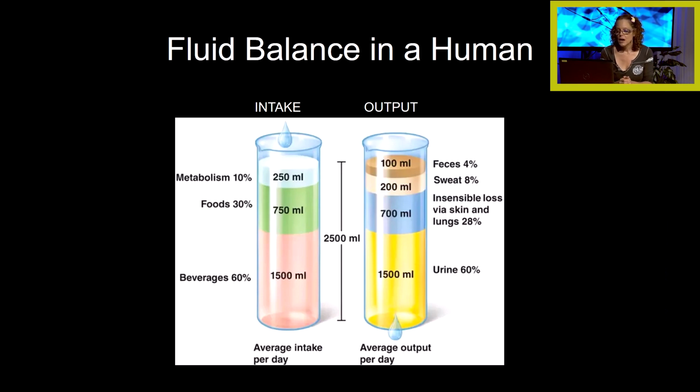of urine, and that's about 60% of the fluid that goes out of our bodies. We have something called insensible loss of water via the skin and the lungs. This is about 28%. So just breathing, we are breathing out fluid. Sweating, we lose fluid through sweating, and through stool, we lose water as well.